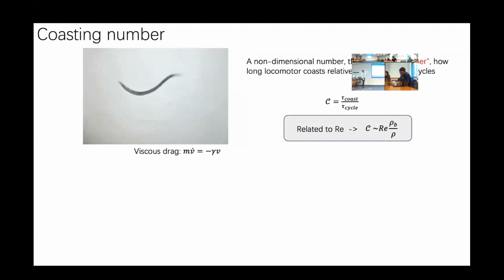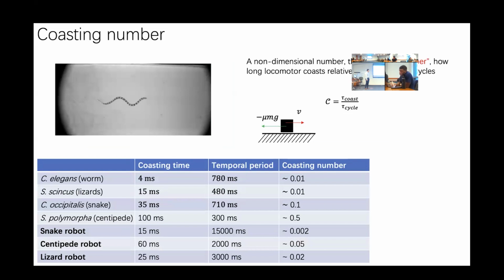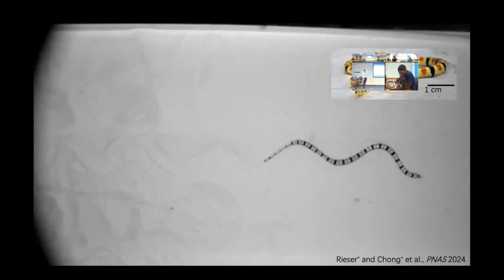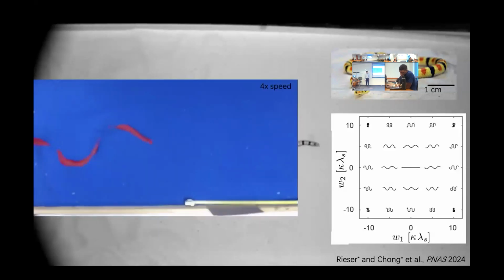One clear advantage of the coasting number is that it can be easily generalized to terrestrial locomotion. And here is a list of all the coasting numbers in the systems that we studied. We notice that it's well below 1, allowing us to safely ignore the inertia, at least for now. So knowing that inertia doesn't matter, at least not much, we can look at the sequence of shape changes and then apply geometric mechanics. As a result, we can enable snake swimming in granular media.